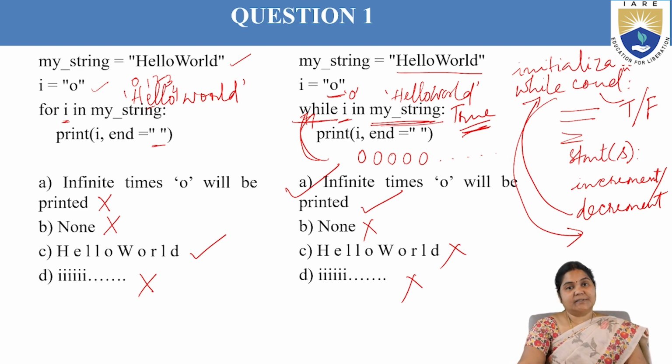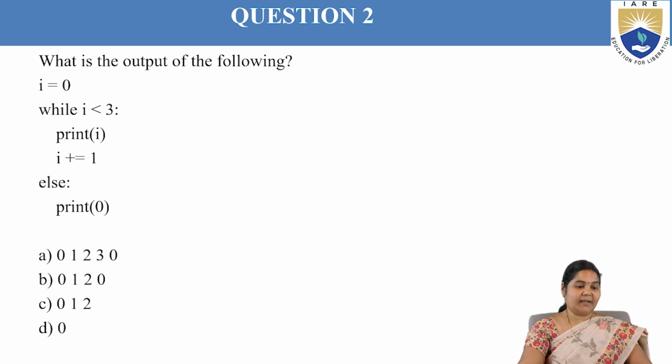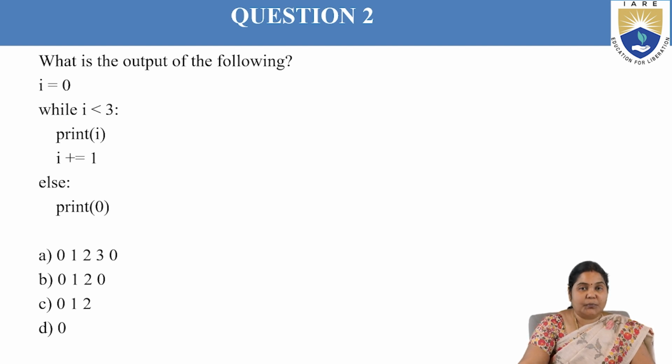So I hope it is understood. Let us move on to the next question. Now, what is the output of this following code? Again, there is a while loop, and you know that in the while loop or for loop, you can write down when the condition becomes false, what the control has to do, where the control has to go. If you want, you can write down the else clause in Python.